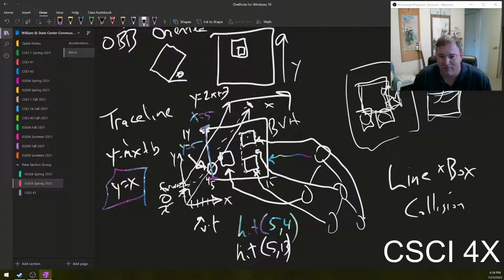That's it, and you just do that test. And then you do it the other way for the horizontal lines. You set y equal to 4, and then you solve for x. So you subtract the b out, divide by y, right?